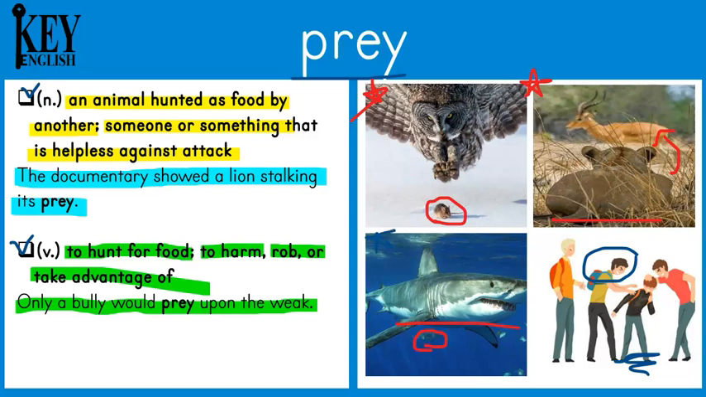Or I can say something like, "Sharks often prey on smaller fish." They often attack or eat or hunt smaller fish. So again, we can use prey to mean the noun, the things that are getting hunted or getting hurt because they are weaker. Or we can use it as a verb to describe the act of hunting or the act of harming someone who's weaker.